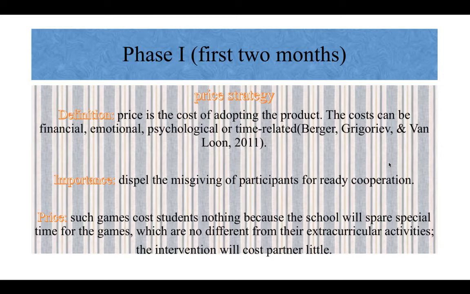Price strategy. Price is the cost of adopting the product. The costs can be financial, emotional, psychological, or time-related. Costs may also be other barriers faced when making the desired behavioral change. The first 2 months will be spent in the mobilization of students and the persuasion of partners for their participation.